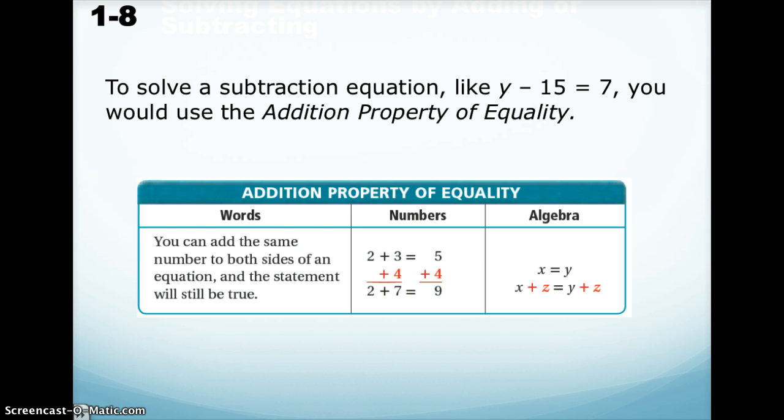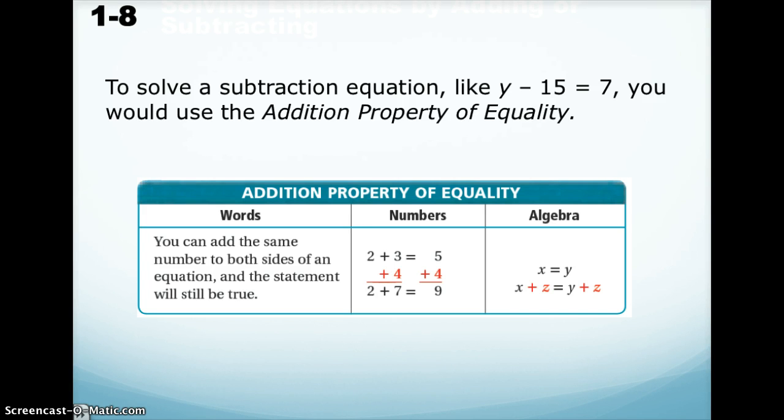To solve a subtraction equation, like y minus 15 equals 7, you would use what's called the addition property of equality. The addition property of equality says that you can add the same number to both sides of an equation and the statement will still be true. Think of it like a scale. If you put 3 pounds on one side and 3 pounds on the other, your scale will stay in the same place that it was before you added that weight.